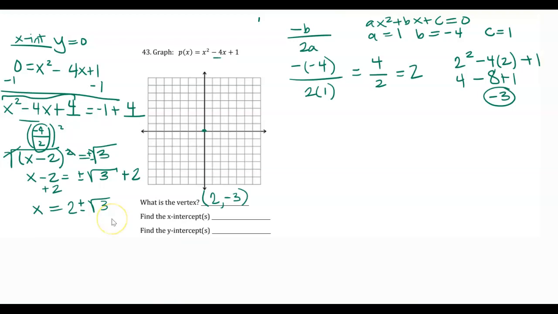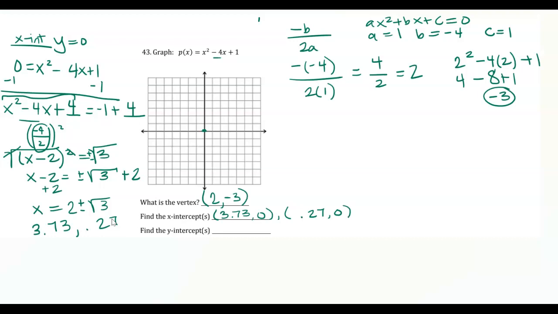So if we do 2 plus square root of 3, we're going to get 3.73. If we do 2 minus the square root of 3, we're going to get 0.268, or we can just do 0.27. So those will be 2 different points. So we'll have a 3.73, and remember y is 0, and then we'll have a 0.27, and y is 0.